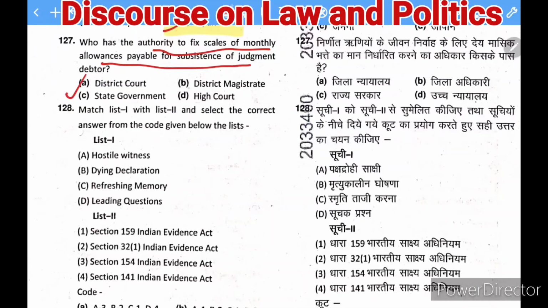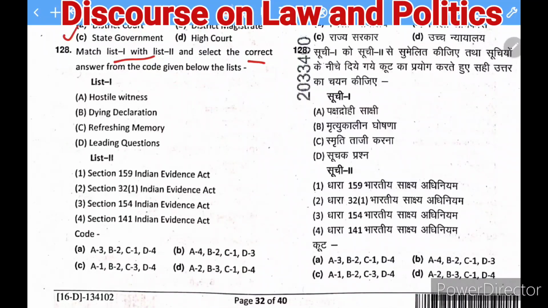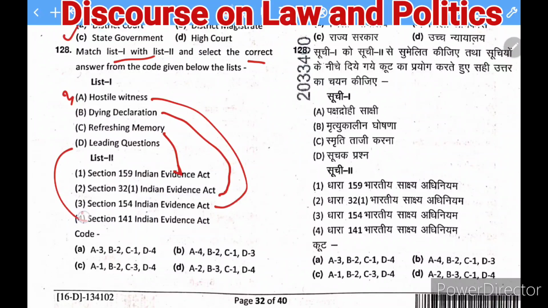Next question: match list 1 and list 2 and select the correct answer. Again there is a matching of the list, and let's start from 1 by 1. Hostile witness is given under section 154, so just write here 3. Dying declaration belongs to section 32 clause 1 of the Indian Evidence Act. Refreshing the memory is in section 159 of the Indian Evidence Act. Leading question is in section 141 of the Indian Evidence Act.